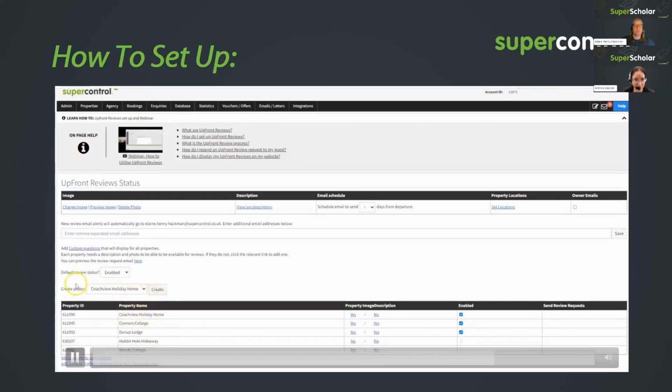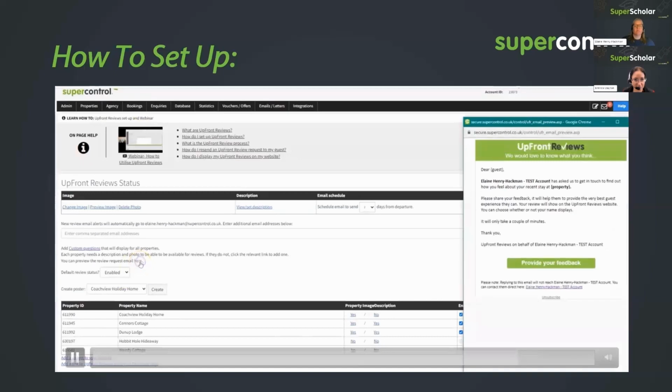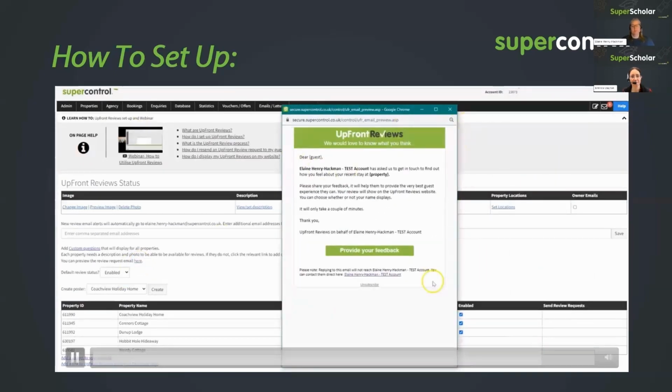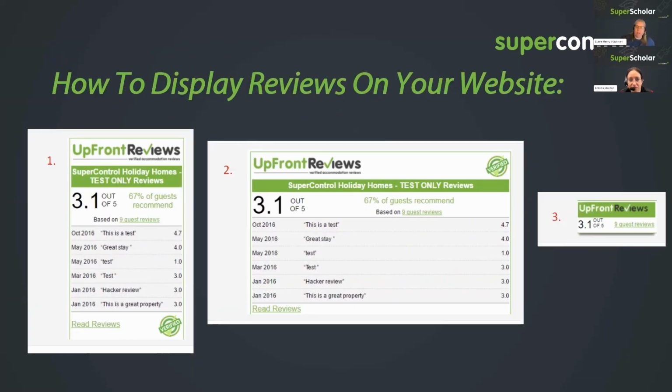So we can now preview the request to send the email, and this will bring up what your guest is going to receive at whatever you set in here 2 days after. We also can display the reviews on your website. So they appear either through your API feed, if you're using the SuperControl API, or you can put an upfront review widget in place. So these are what are showing on the screen at the moment.